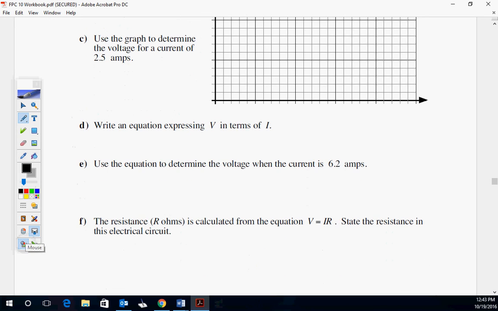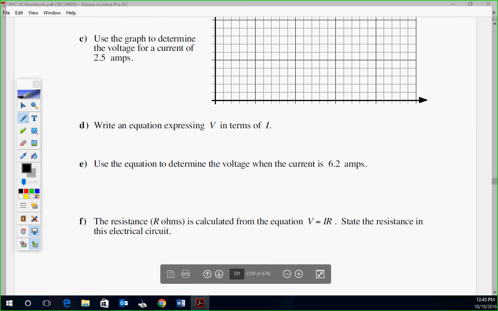Okay, so here we're writing the equation. It's going to be volts equals 12 times I, so your current. Volts equals 12I. So you can test that. If you plug in 3, what's 3 times 12? It's 36, and on your chart, that's what it says. Use the equation to determine the voltage when the current is 6.2 amps.